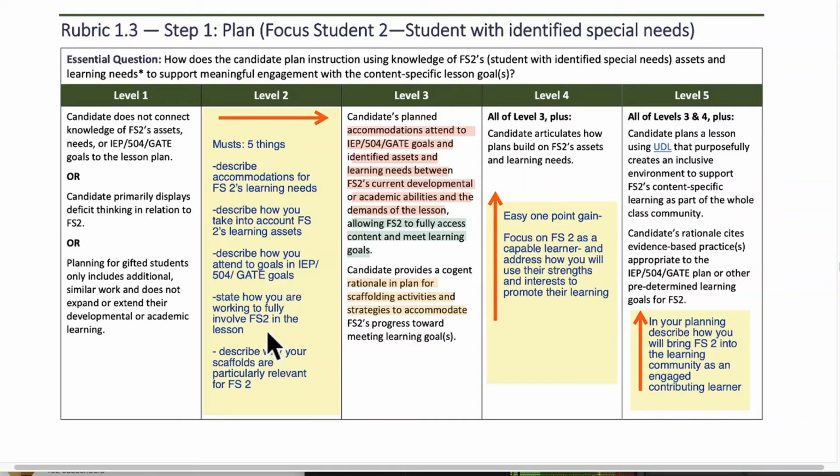Okay. The next one is about full inclusion. How are you involving them in the class in a way that acknowledges who they are and how they learn, but also fully? So they're working with the same kinds of ideas and problems and questions that you're setting up for everybody, and you're supporting them in that. The last one is describe why your scaffolds are particularly relevant for focus student 2. As you're fully including them in the lesson, how are you making sure that they can be involved in a way that matters through the scaffolds you offer them? Okay, so those are the 5 things I suggest for this one.